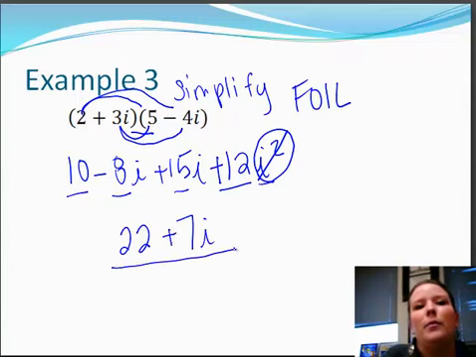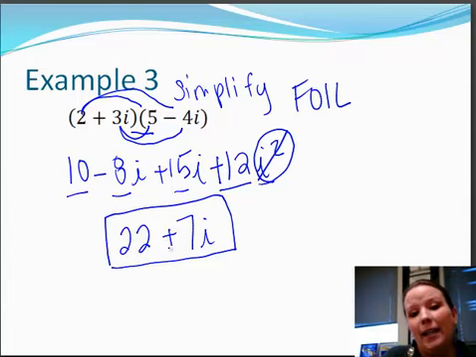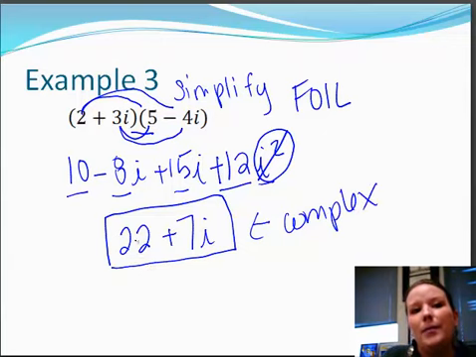So remember, when you're FOILing, your answer should either look like this, meaning a complex number. This is complex. So you should have a number with an imaginary number, or it should just be the number if something in the middle cancels out. But no matter what, you should not have an i squared in your answer when you're FOILing. Okay? So that's our third example.